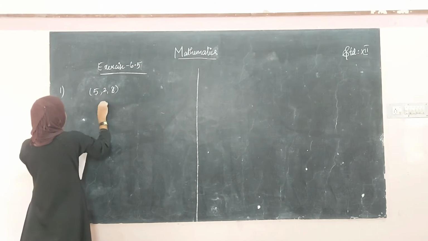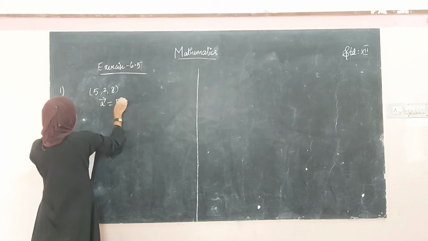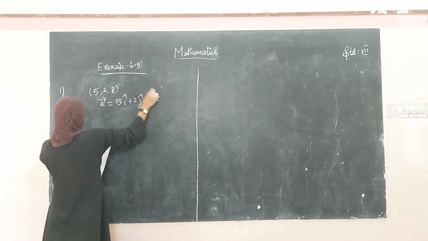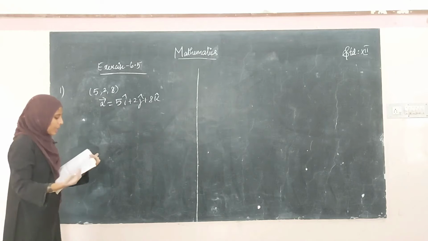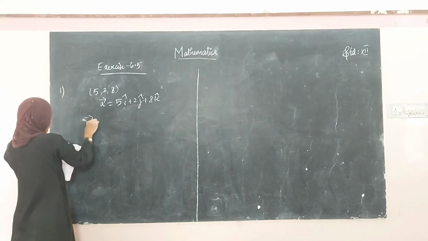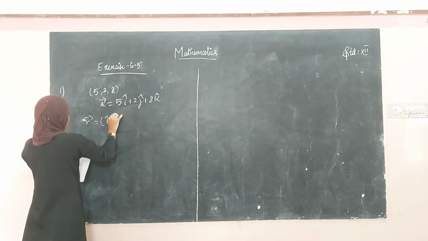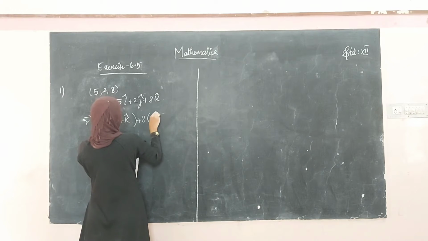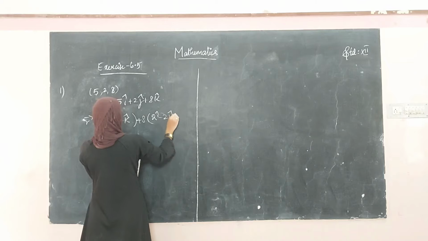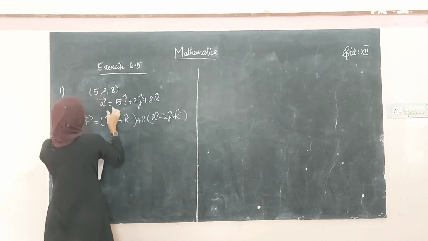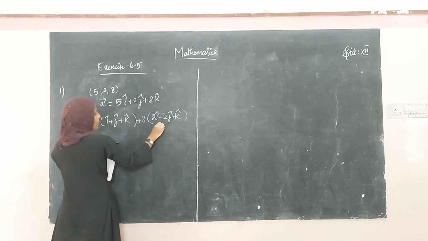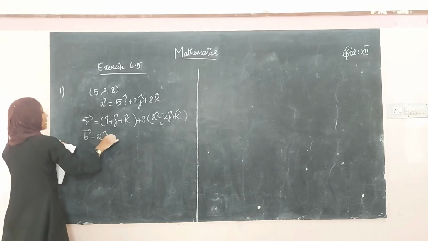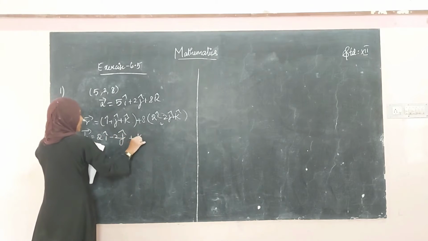So, what you have to do? You have to take this as a vector. Okay, a vector will be equal to 5 i cap plus 2 j cap plus 8 k cap. And this is perpendicular to some other straight line, r vector is equal to i cap plus j cap plus k cap plus s into (2 i cap minus 2 j cap plus k cap). So, from this it is clear that this line is perpendicular to this line, means this will be the b vector. Right, so therefore b vector will be equal to 2 i cap minus 2 j cap plus k cap.